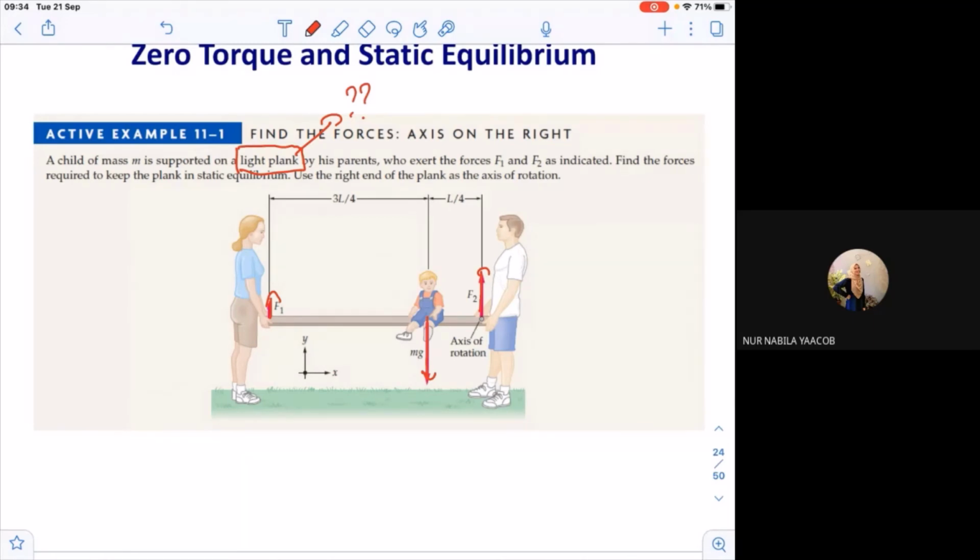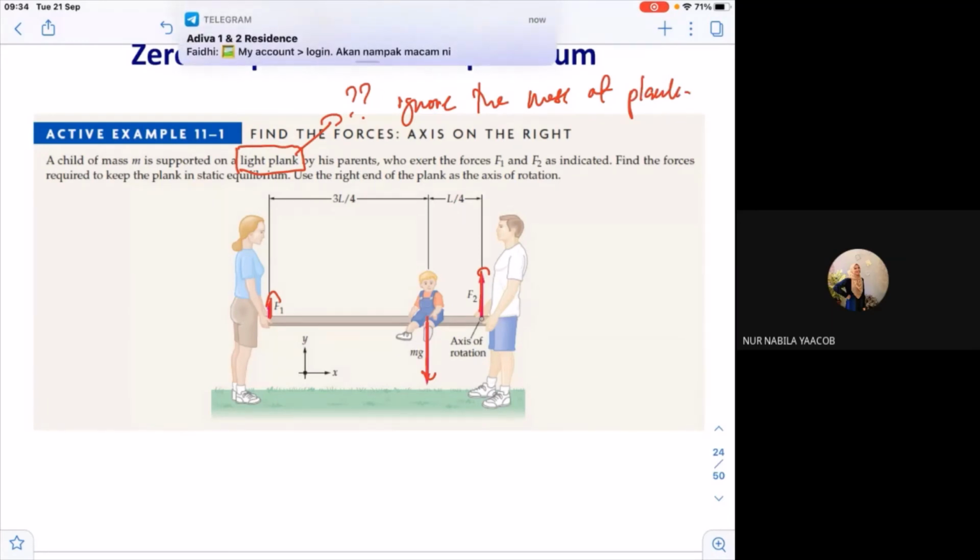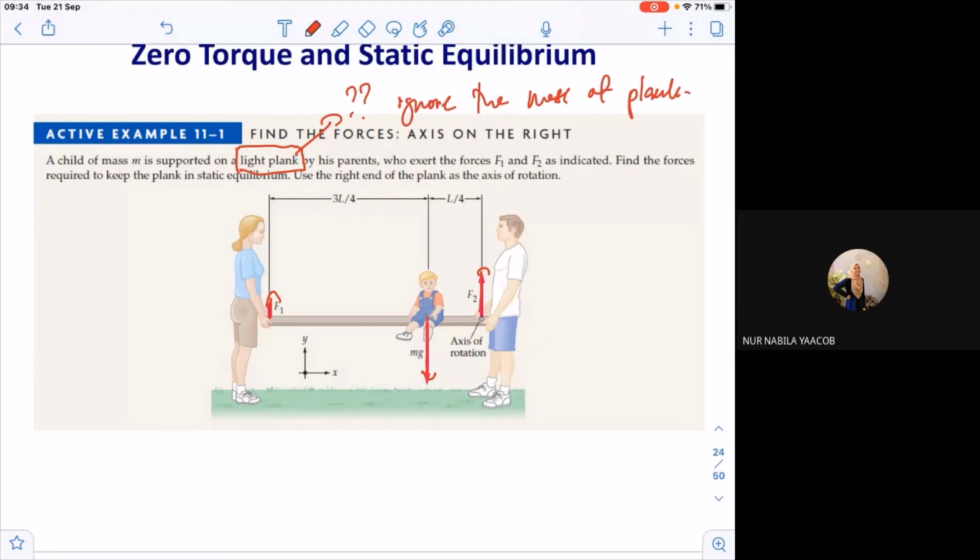When light means very light, we can ignore the mass of the plank. Unlike just now, when they calculated the plank. Because the plank has mass, we had to calculate its torque. But with a light plank, we can eliminate it. So we just consider every force that we can see. That's why the question mentions a light plank.